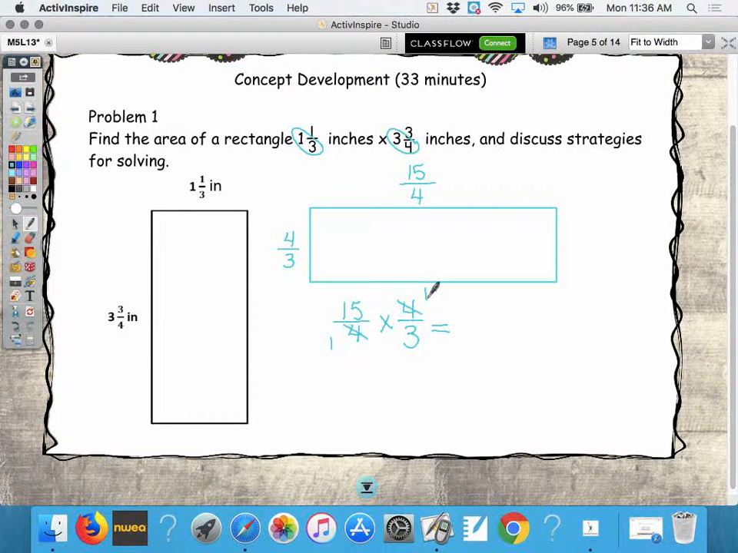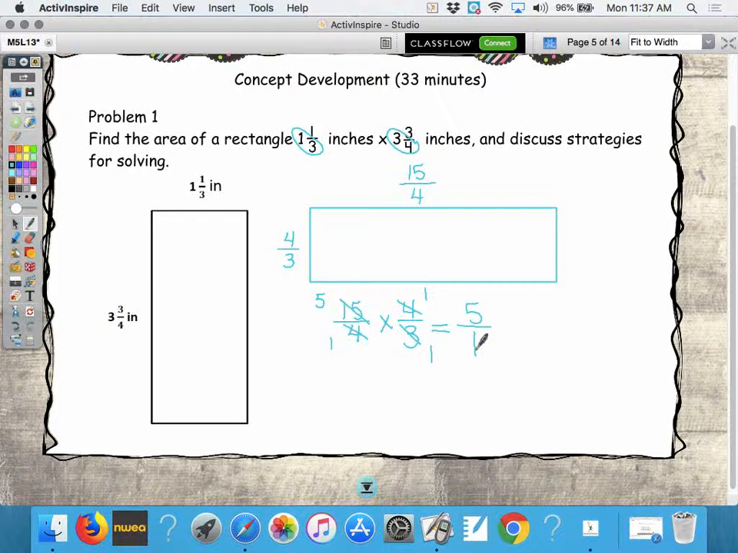Oh, yes. Well, think about this. Does 3 divide into 15 evenly? Yeah. So I can actually cross those off also. So 3 divided by 3 is 1. Miguel, what's 15 divided by 3? 5. Okay, so my answer is 5.